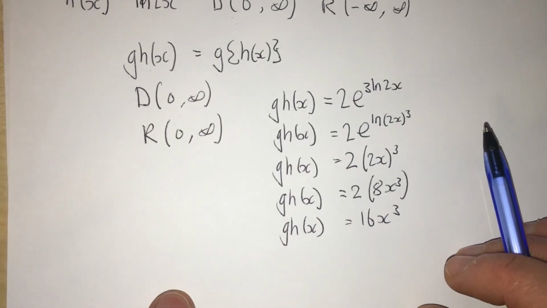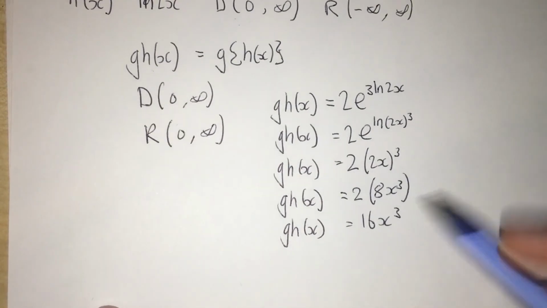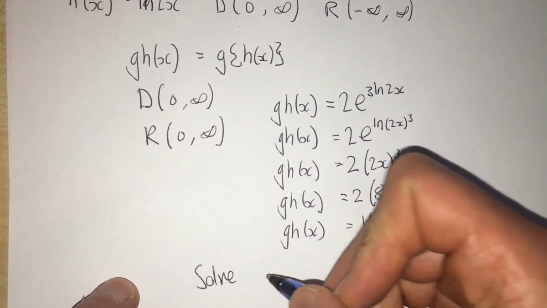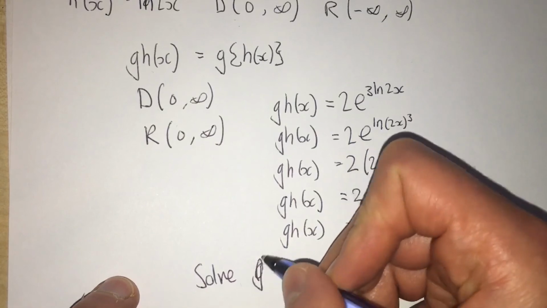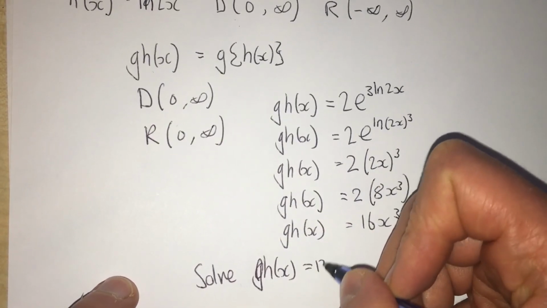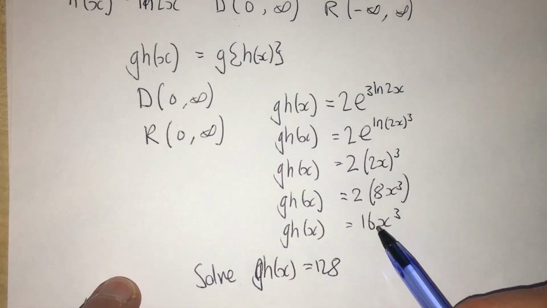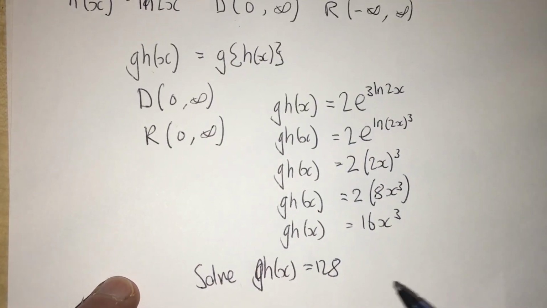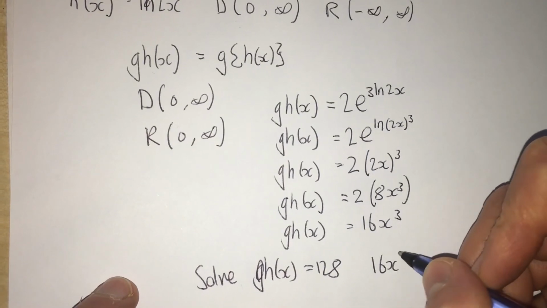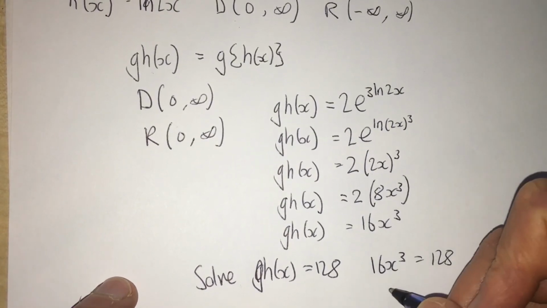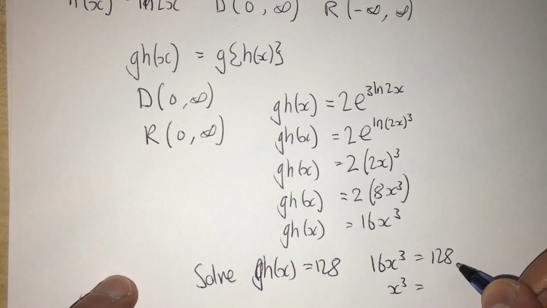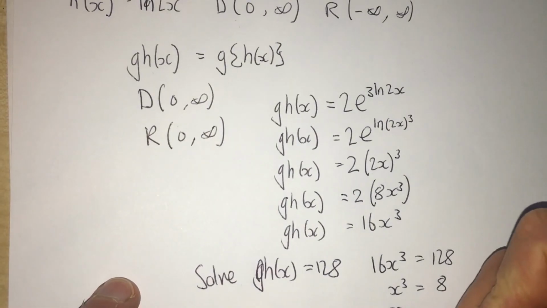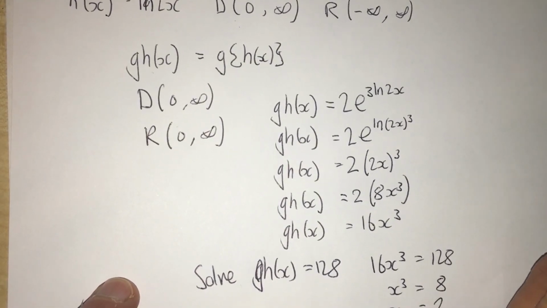One final step. Sometimes you might get asked a little bit of a further question to solve an equation. So it could say solve the equation gh of x equals 128, and so we're just going to let this equal 128. By simplifying it, you can see how much easier that is now. So 16x cubed equals 128, which means that x cubed is 128 divided by 16, which is 8. So x is the cube root of 8, which is 2.